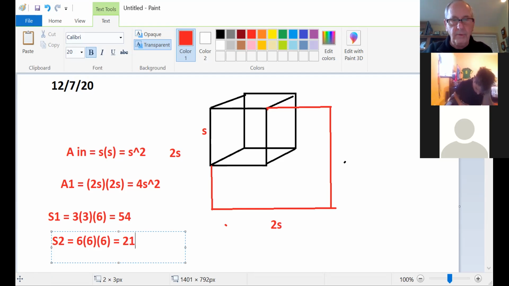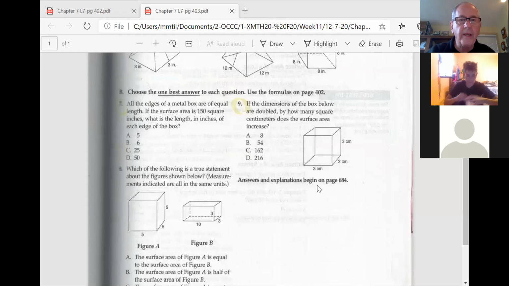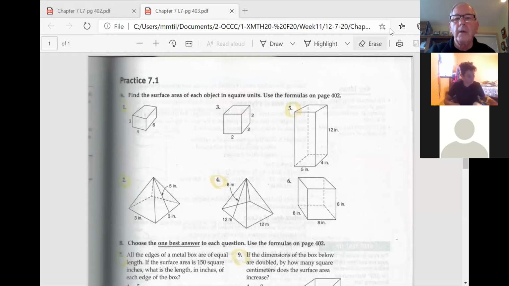So it's 216, that's what you said. So it went from 54 to 216. That's how much it increased by. And if you divide 54 into 216, you'll get 8. And 8 is the answer they're looking for in that, right? That's how you do that problem. I want to keep going because I don't want to spend a lot of time on this stuff. Let's look at the next one.